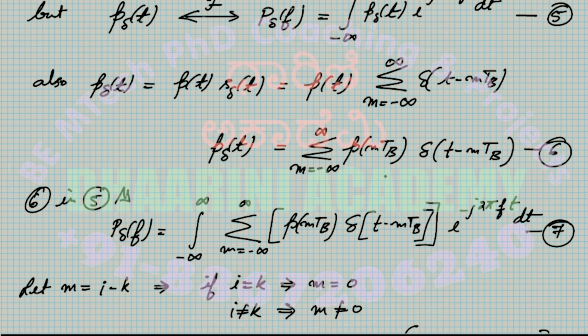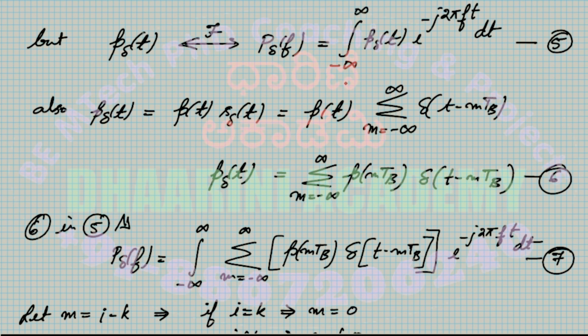Now you see we have P delta of t denoted by equation number 6. I want to put that in equation number 5 in place of P delta of t. So you just check one by one term. On the left hand side, I still have P delta of f equal to an integration. Then I have P delta of t, which is replaced by the summation in equation number 7: summation over m from minus infinity of P of mTB delta of t minus mTB. That's P delta of t. Multiply this with e to the power minus j2 pi f t dt.